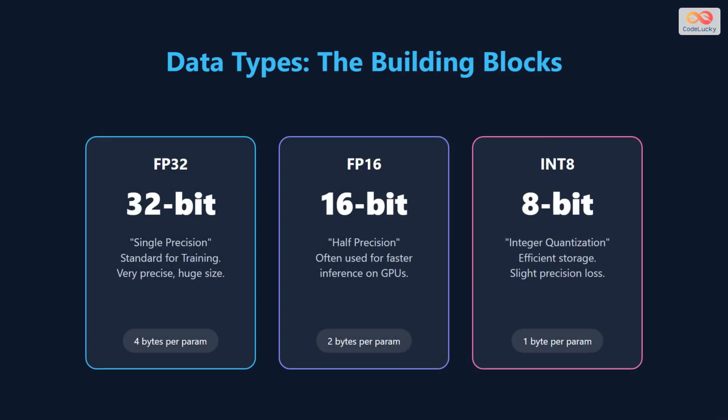To understand this, we need to look at data types. Usually, models are trained using 32-bit floating point numbers, known as FP32. This is very precise but takes up 4 bytes per parameter. We can reduce this to FP16, which uses half the space. Quantization often goes further to INT8 or 8-bit integers, which uses only 1 byte per parameter.